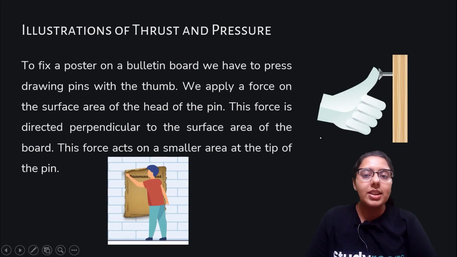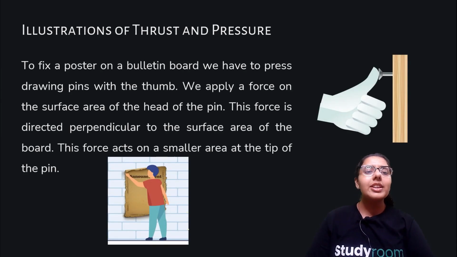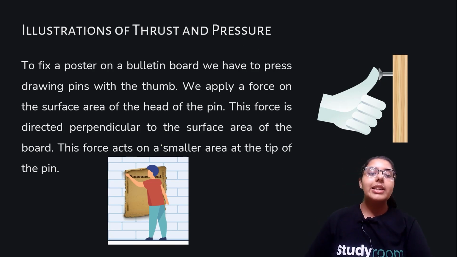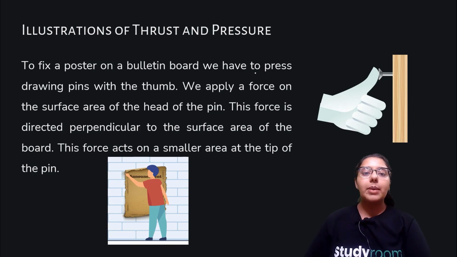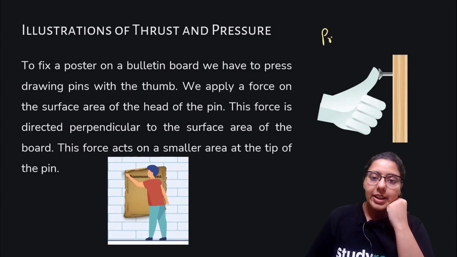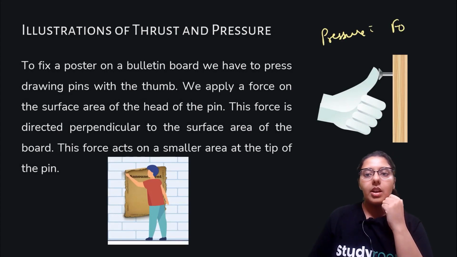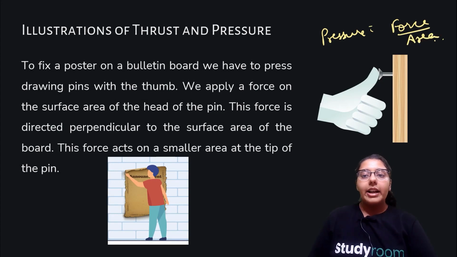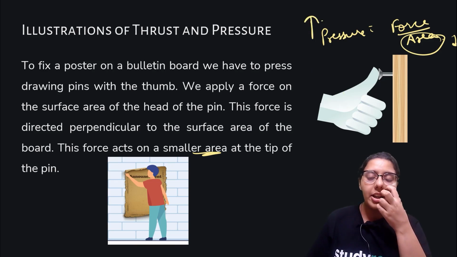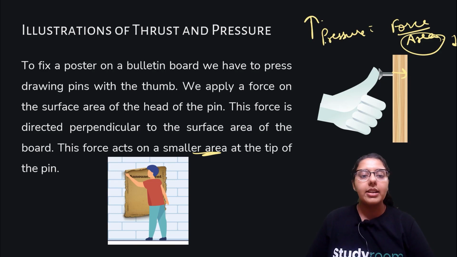So, illustrations of thrust and pressure. To fix a poster on a bulletin board, we have to press drawing pins with the thumb. We apply force on the surface area of the head of the pin. This force is directed perpendicular to the surface of the board. This force acts on a smaller area at the tip of the pin. We know that pressure is equal to force upon area. And if we are applying the force on a smaller area, what does that mean? That pressure increases.